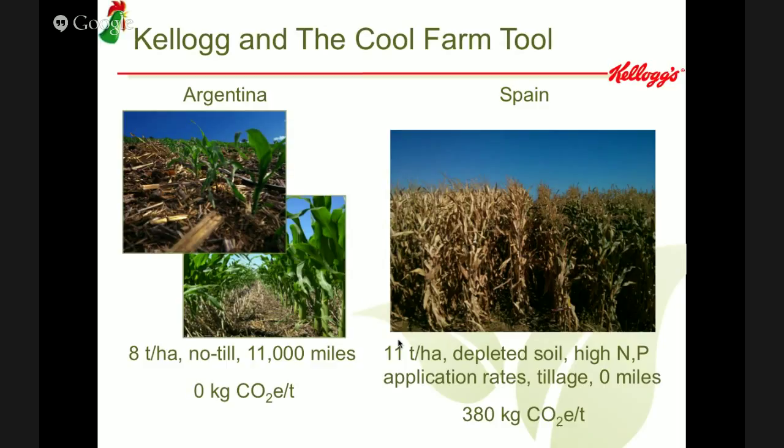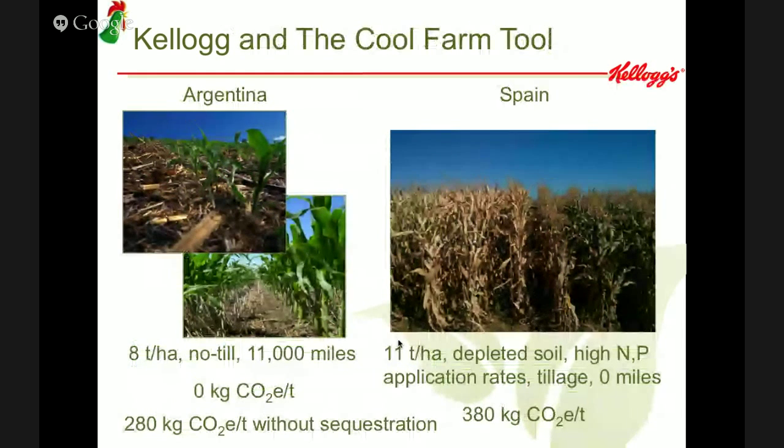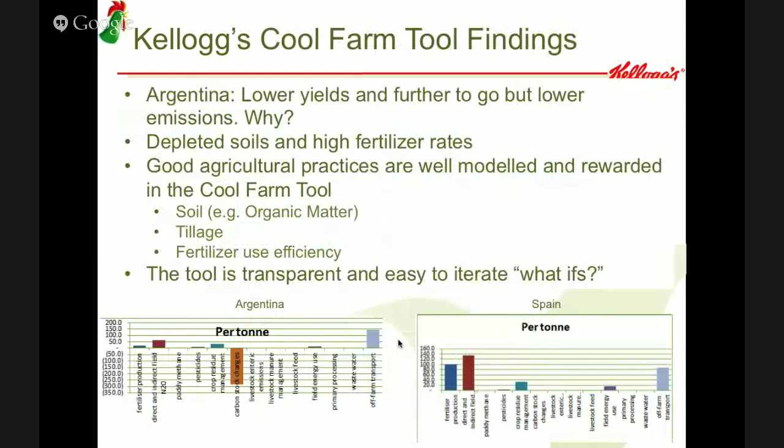In Argentina, because of the no-till, and I'm pretty sure this is even taking the miles into account, the footprint is basically 0 compared to 380 per ton of corn in Spain. And even if we don't consider the sequestration of the no-till, it's still a favorable comparison between Argentina and Spain. It doesn't mean that they're not going to grow in Spain, but it does mean that they're going to try to build the soils to the point where they are in Argentina.